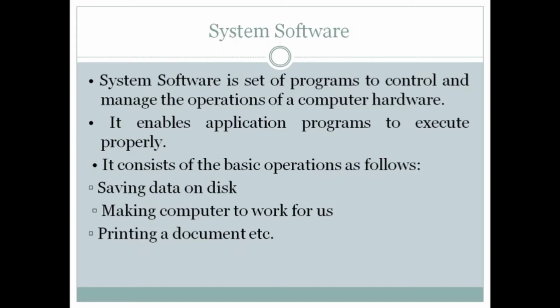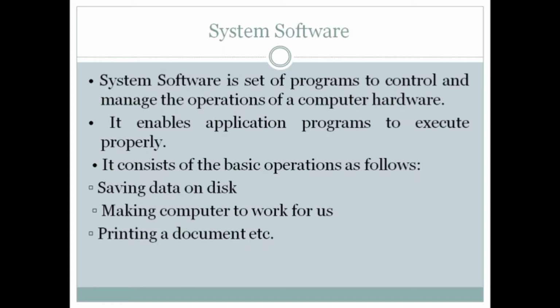It consists of the basic operations as follows. Number one, saving data on the disk. It means if we want to save data on the disk, then we will use the system software. The next is making the computer work for us. It allows the computer system or other peripherals or hardware devices to do our work.